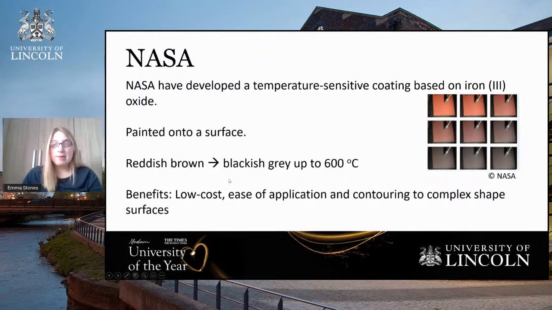So the benefits of this is that it's a low-cost type of technology. It's quite easy to apply, so it can be applied to large areas. It can be applied to smaller areas within machinery and things like that. It can also easily be used to coat complex shapes and again provide this type of measurement. So that's a really, really interesting application of thermochromic materials.